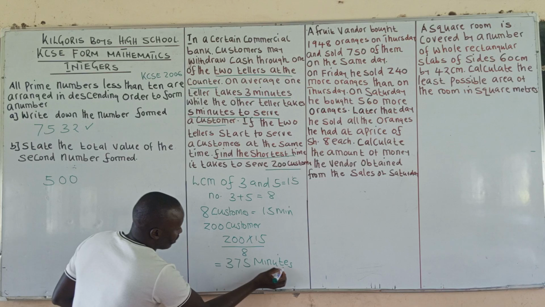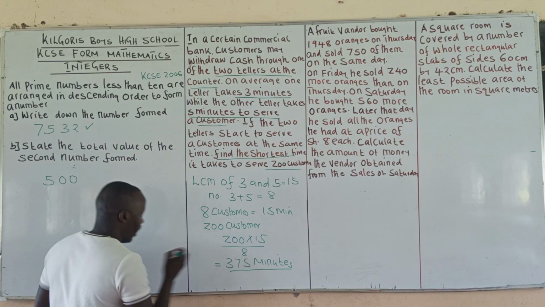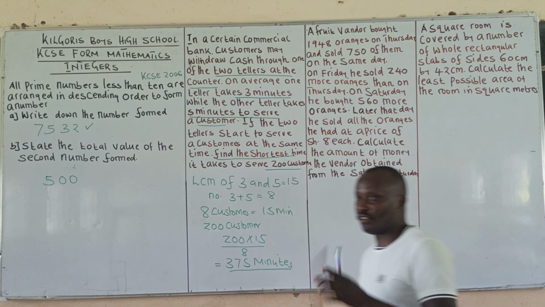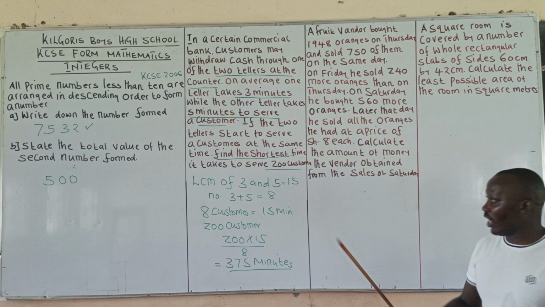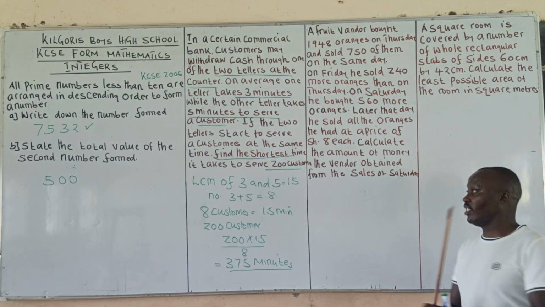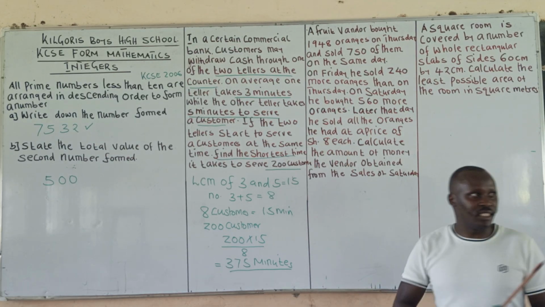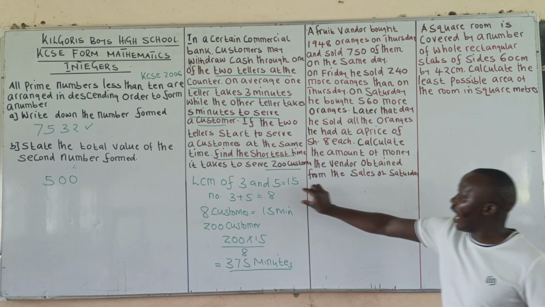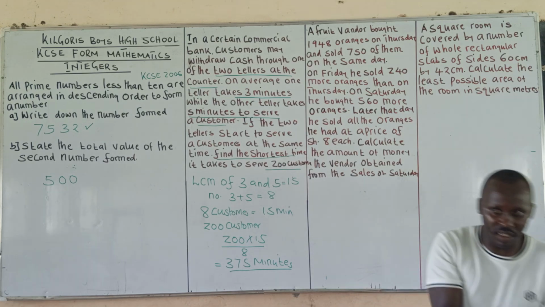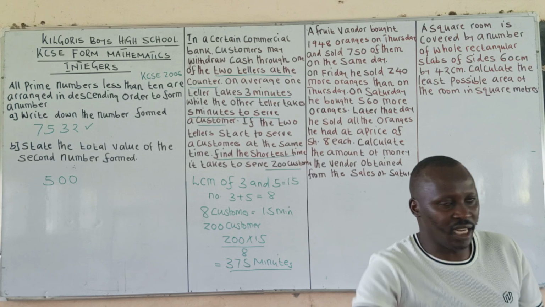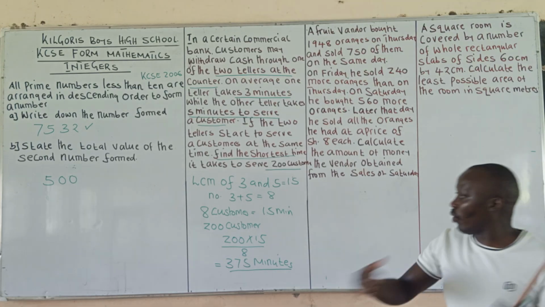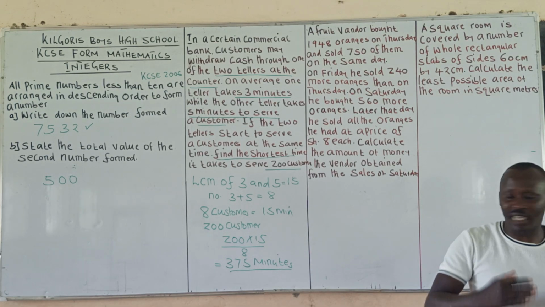It is 375. So the first step here, find the LCM of 3 and 5, which is of course giving us 15. So in 15 minutes, the total number of customers served here are 8. So you ask yourself a question: if 15 minutes serves 8 customers, how many minutes is required now to serve 200 customers?